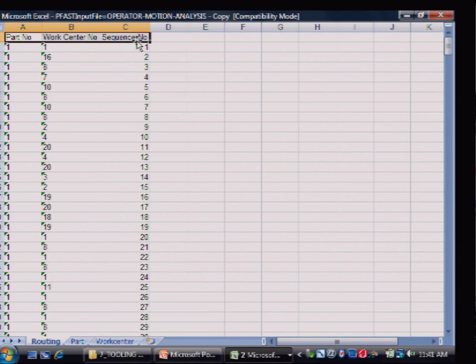FAST has 3 spreadsheets: the routing spreadsheet, the part spreadsheet, and the work center spreadsheet. So for the first operation in the setup process, he or she visits location 1. And you can see again the part number is just 1 because it's just the operator being tracked. For the second step, goes to location 16. For the third step, location 8. Fourth step, 7. So you see, from 1 to 2, there's one trip made between locations 1 and 16. Then from 2 to 3, there is one move from location 16 to 8. This is essentially how it continues.